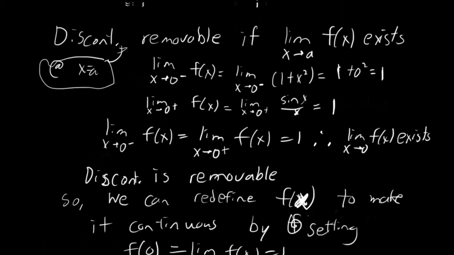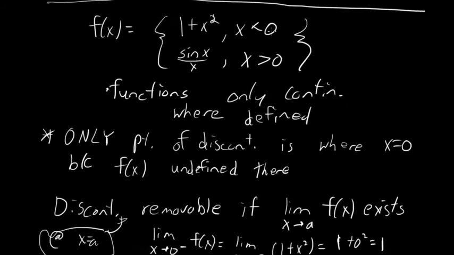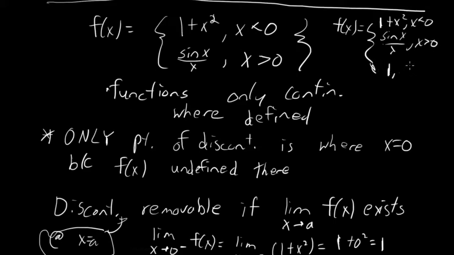So if we set this function value equal to 1, then f of x equals 1 plus x squared for x less than 0, sine of x over x for x greater than 0, and 1 for x equals 0. Then we've turned this function into a continuous function because f of 0 is 1. The limits from the left and the right are both 1. So the limit as x approaches 0 of f of x, which was the only problematic point here, is equal to the function value at 0.